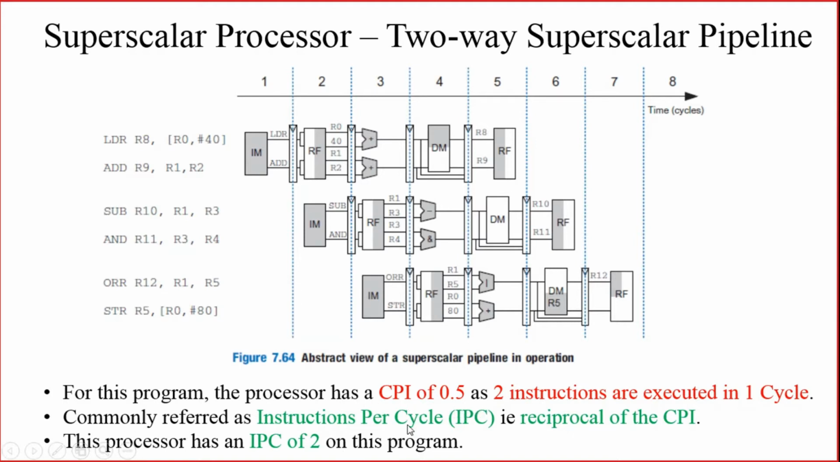And normally, we will not be calling it CPI, we will be calling it IPC. IPC means instructions per cycle. Instructions per cycle can be considered as the reciprocal of clock cycles per instruction. So what is the instructions per cycle for this superscalar architecture? It will be 2. That is, 2 instructions will be executed in a cycle. So the instructions per cycle is 2.